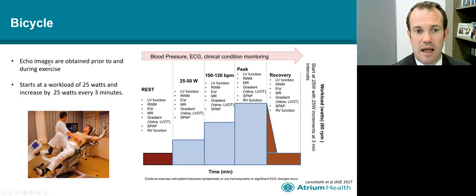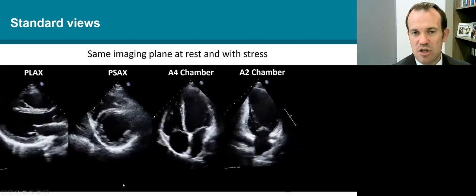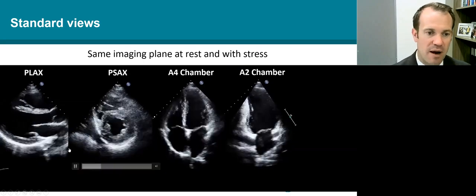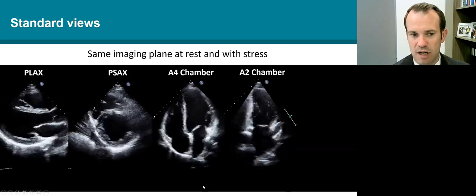For the bicycle, as we said, the images are obtained prior to and during the exercise. Usually we start at a workload of about 25 watts, and we'll increase this every 3 minutes. And we can, if we like, take multiple images at each stage there. The standard imaging planes are the parasternal long, parasternal short, apical 4 and apical 2 chamber views.